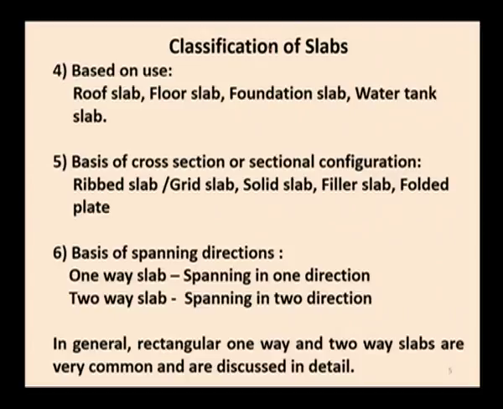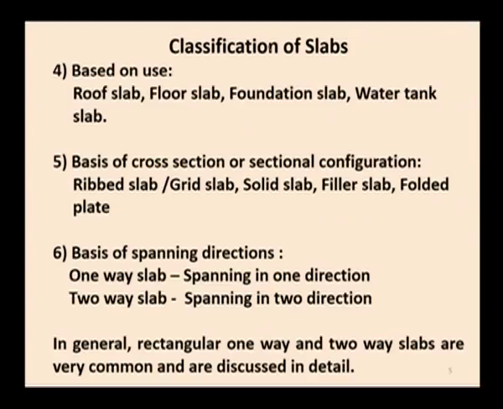A grid slab means the slab which is supported over beams which are closely spaced, that is called grid beams, or otherwise the slab which is supported on those grid beams is called a grid slab. And another one is a solid slab, it does not have any voids inside. Next one is a fillet slab and another one is a folded plate.